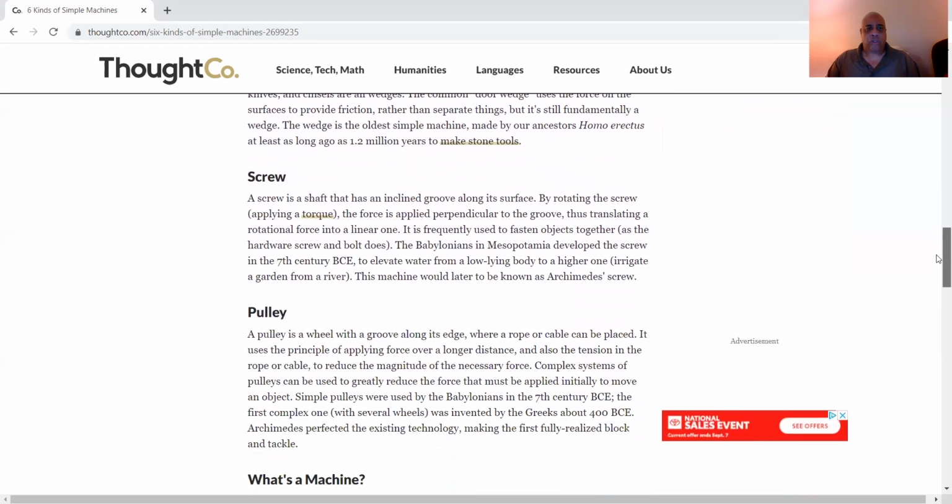Then we have the screw. A screw is a shaft that has an inclined groove along its surface. By rotating the screw or applying a torque, the force is applied perpendicular to the groove, thus translating a rotational force into a linear one. Now, it is frequently used to fasten objects together, as the hardware screw and the bolt do.